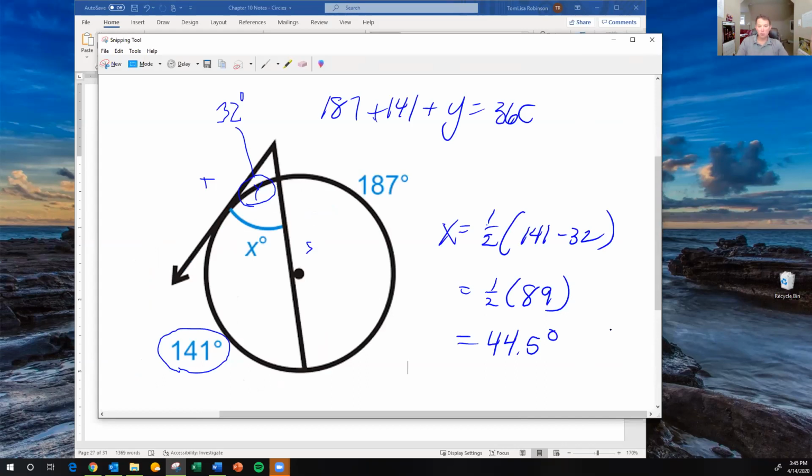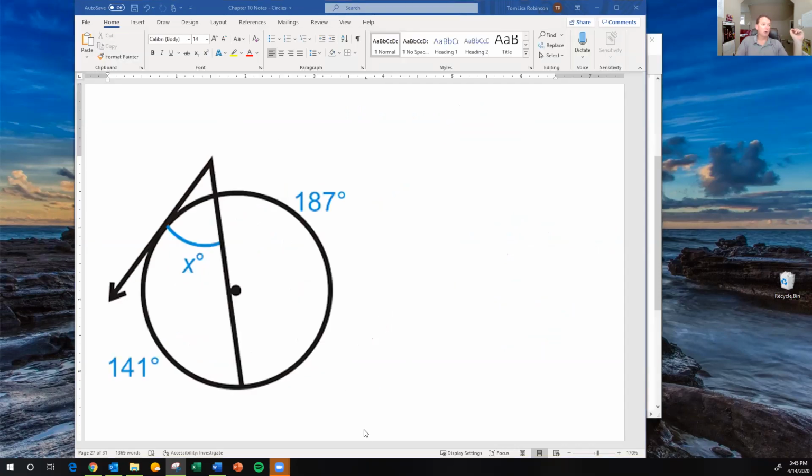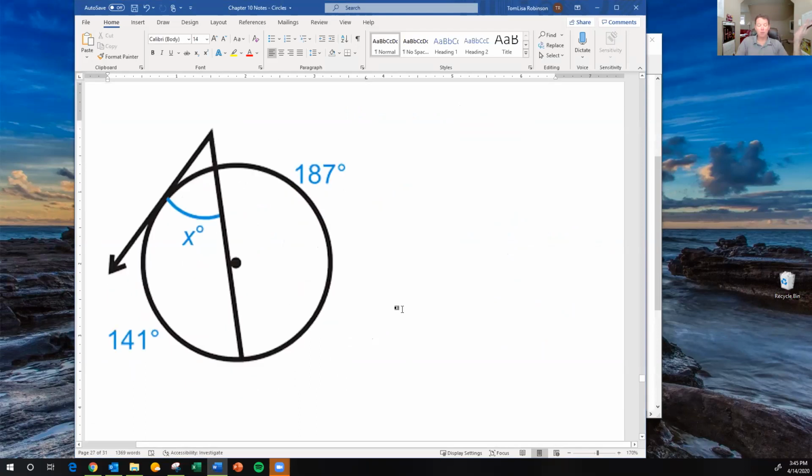So it's a little bit harder for sure, but also all you do is look for arcs. Find the two arcs that are cut off. As long as the vertex, the intersection point of the secants, is outside the circle, you subtract the two arcs, take half of that, and that's going to be your angle. Okay? So that's our first and second theorem, actually.